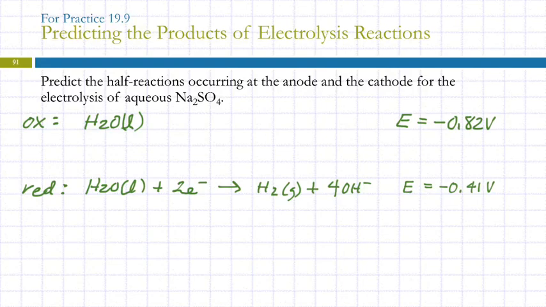And there we've got water going to oxygen plus 4 hydrogens, and 2 electrons. Did I get that down correctly?